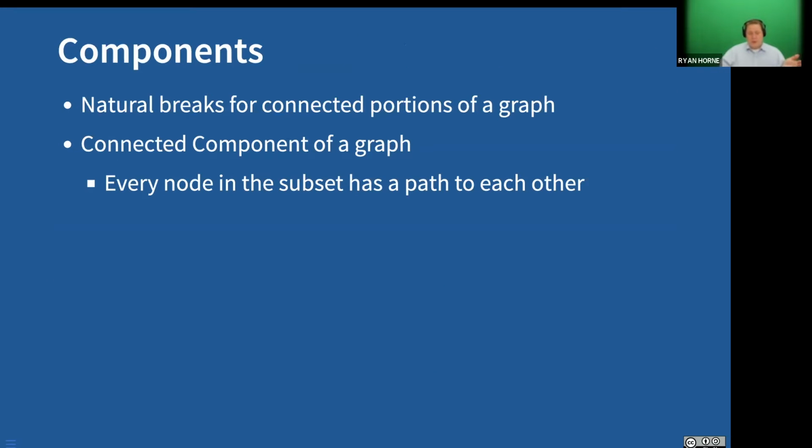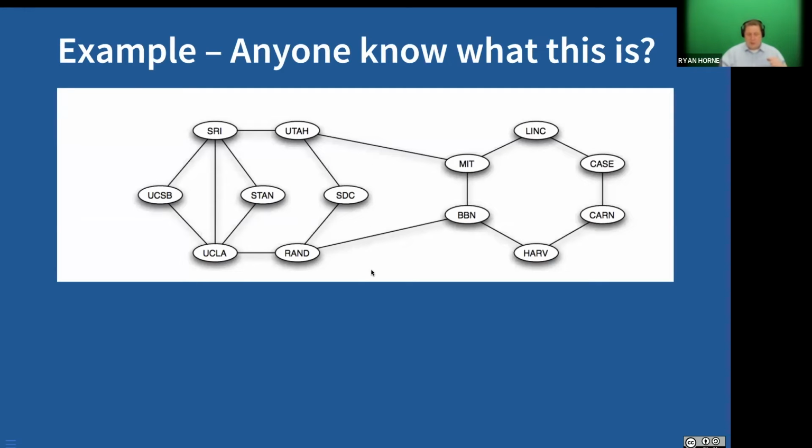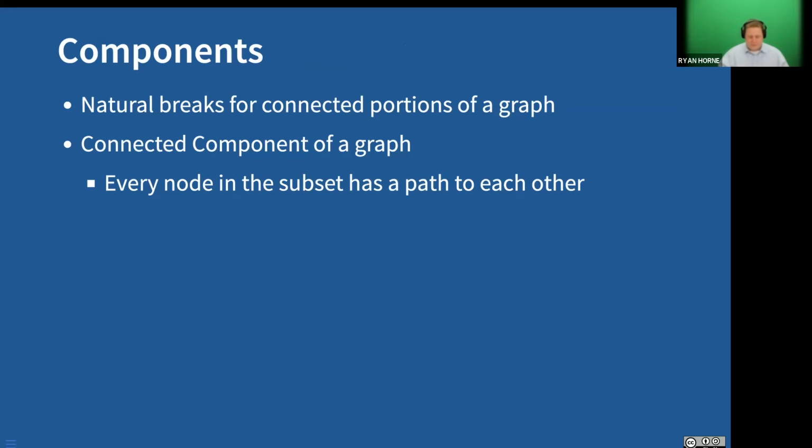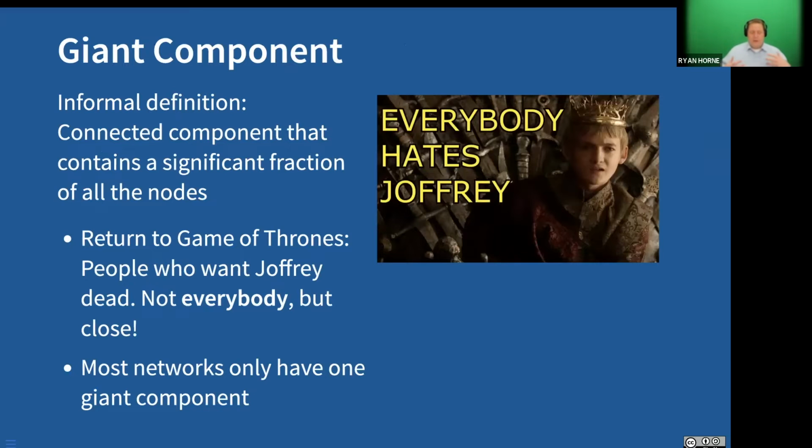And this gets to the idea of components. Think of components as natural breaks for connected parts of a graph. In this one, this is a connected component. Everyone has a subset to each other, but we can still think of this collection as a conceptual component. They're more linked to each other than they are to over here. Or say these 4 are much more linked to each other than these are. And so that's the idea of components. Think of them as almost communities of links. A giant component, and this is informal, we don't really have a mathematical way of saying this, contains a significant fraction of all the nodes.